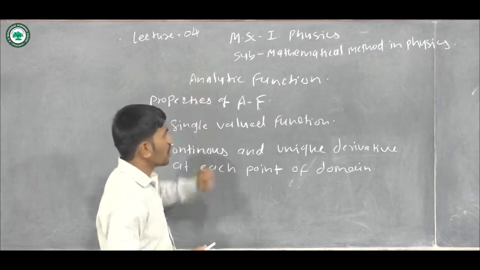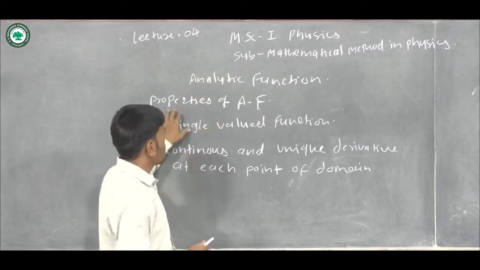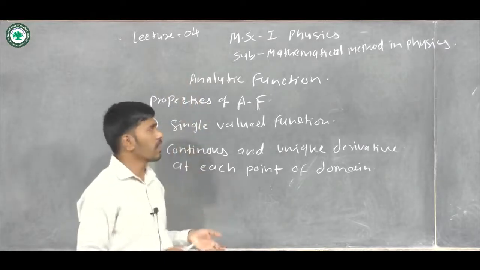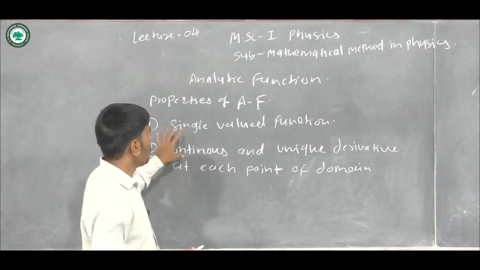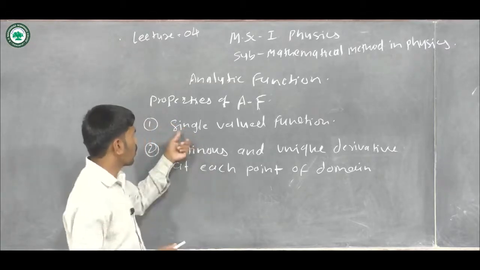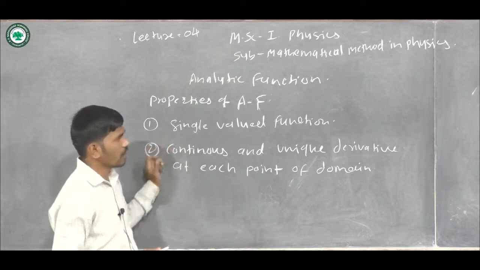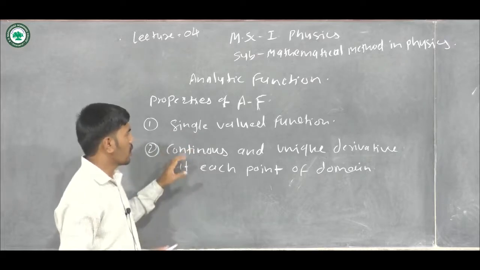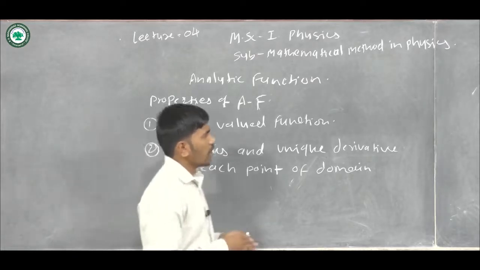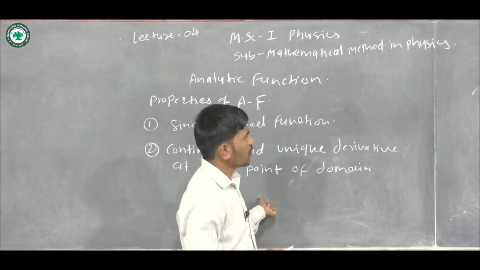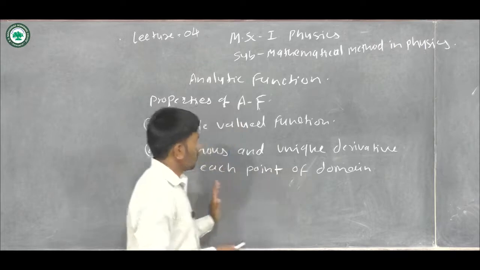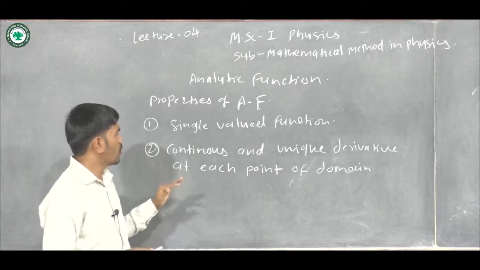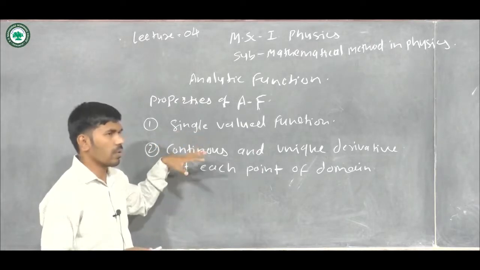For these analytic functions there are some properties. If a function is analytical, then there are some properties followed by these functions, and then we can call it analytical. So the first property is what? Single value functions. In the previous sessions we discussed functions in a W plane. This function has two possibilities: it may be a single value function or a multi-value function.